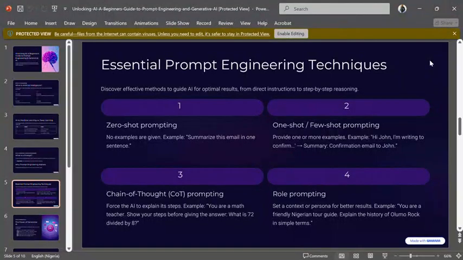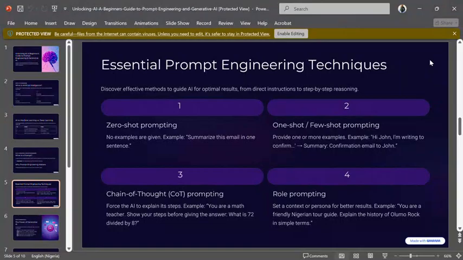So things like that. The first one, zero-shot prompting: summarize this email in one sentence. That's a future of AI. Then there's another one, few-shot prompting: provide one or more examples. Example: Hi, John. I'm writing to confirm. Then you put it there. Summary: confirmation email to John. You just put it exactly the way it's written and it will summarize the email and send it to the person requested.